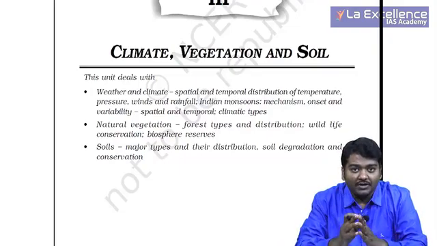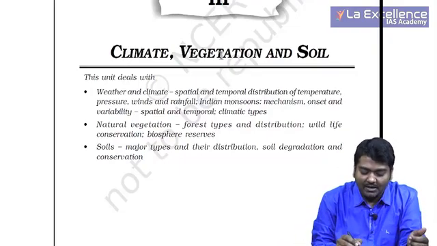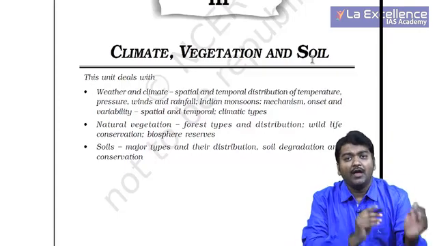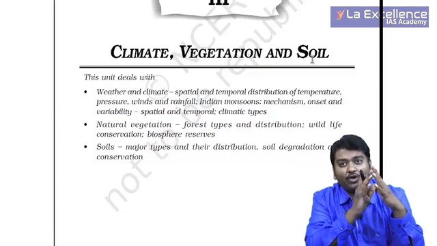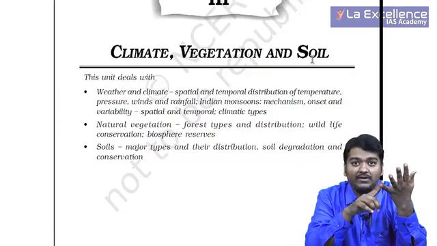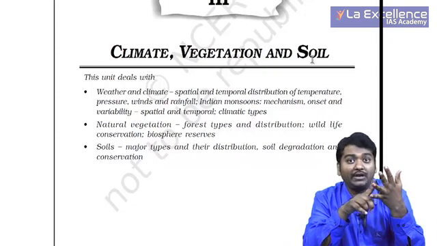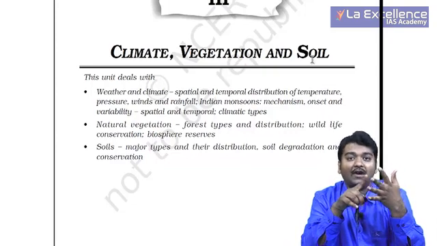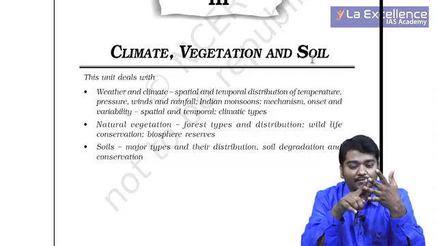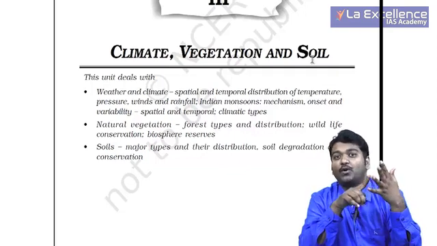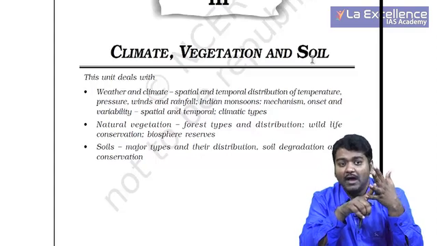So in the next unit, we will be seeing climate, vegetation and soil. Whenever I am talking about these three topics, I have already covered climate and I have also showed you vegetation, but I have told you in detail we will be seeing, and we will be also covering soils, right? But now what is more important for us here is climate.